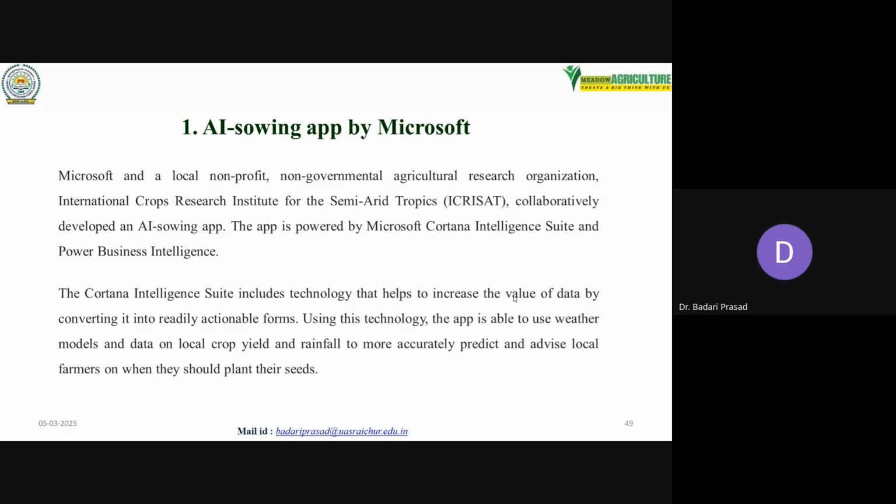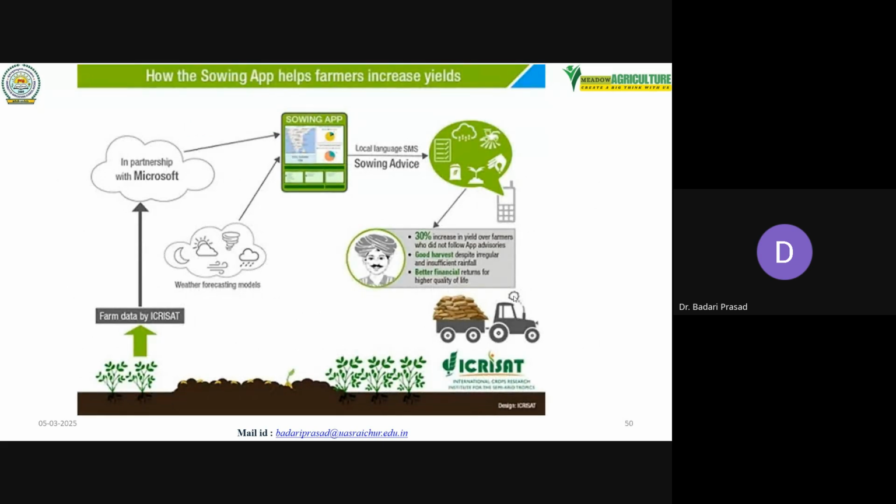See, very important decisions. So here it analyzes all the data collected from the farm and local situation, everything taking into consideration weather forecasting models. So it analyzes all the local data and gives the exact accurate prediction. So when the farmer has to sow.